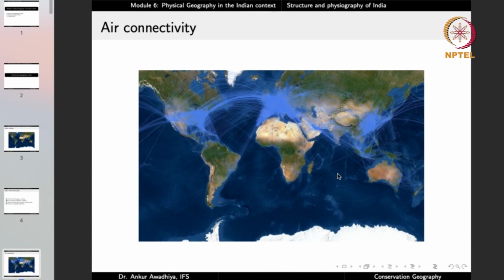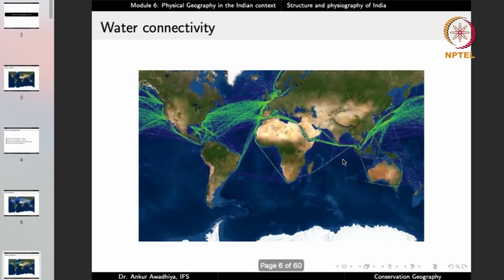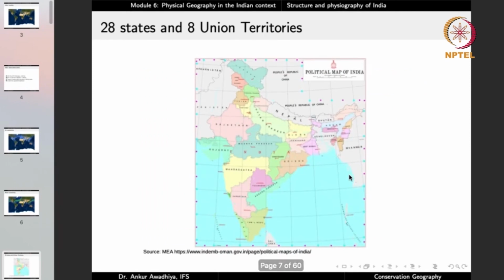If we talk about connectivity, in the case of air connectivity, India is fairly well connected, not as good as Europe or North America or say Japan and China, but it is fairly well connected. If you look at water connectivity, then most of the ships will use this route, and so they have to traverse through the Indian Ocean, which makes our position very strong.